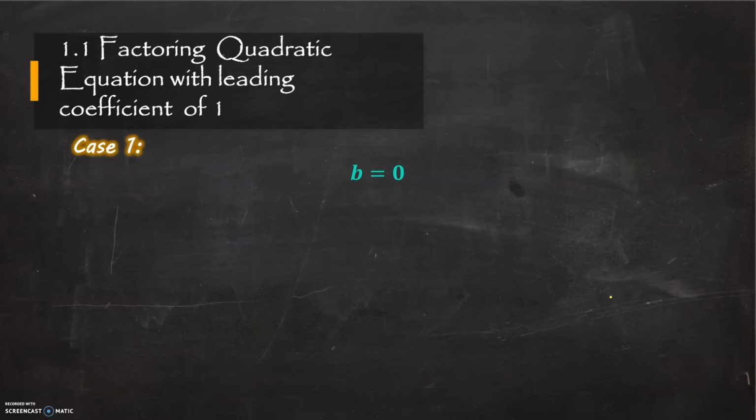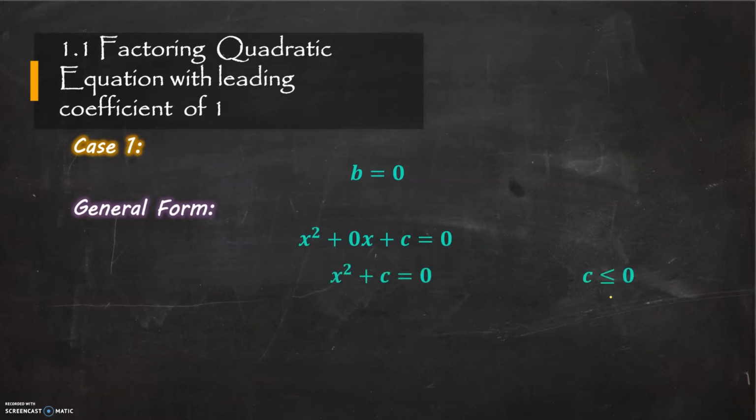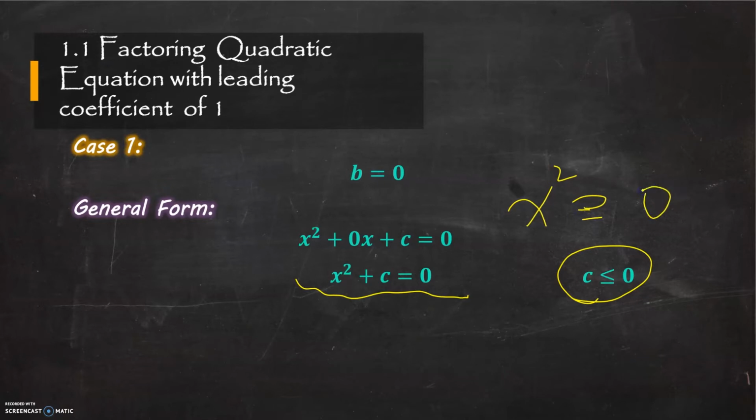So when b equals 0, we have x squared plus 0x plus c equals 0. And simplifying it, we get x squared plus c equals 0 as our general form for the first case. Here I have to point out that c has to be negative or 0 in order for this equation to be valid, since x squared is always positive or equal to 0.